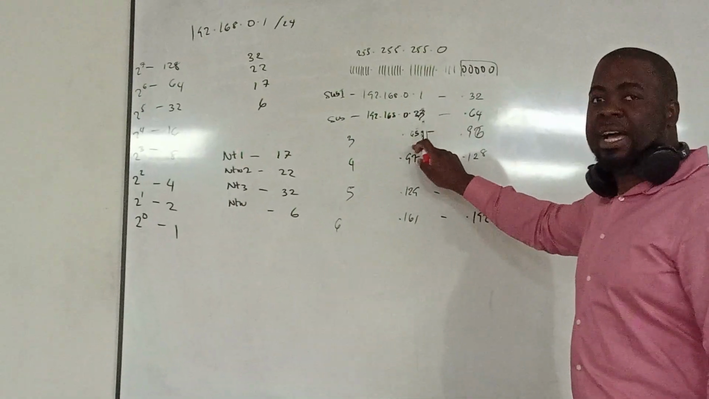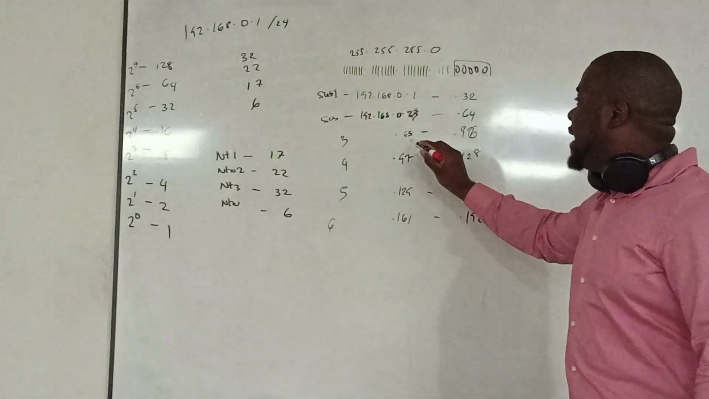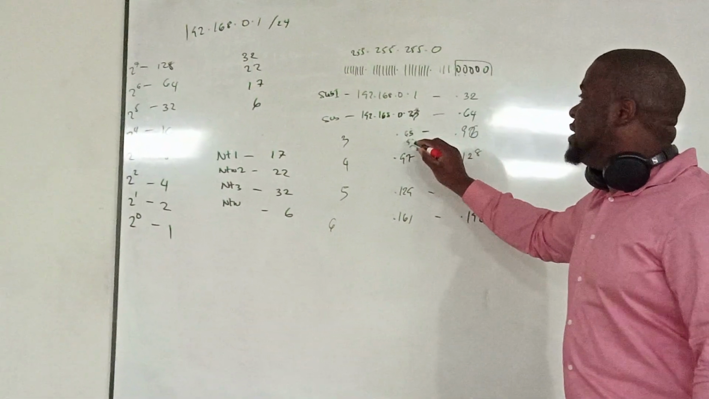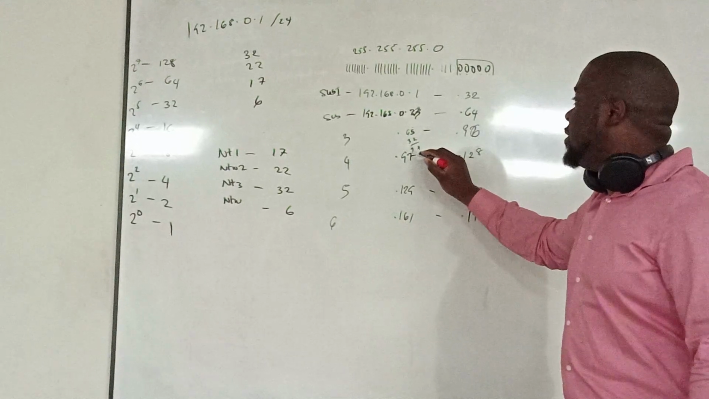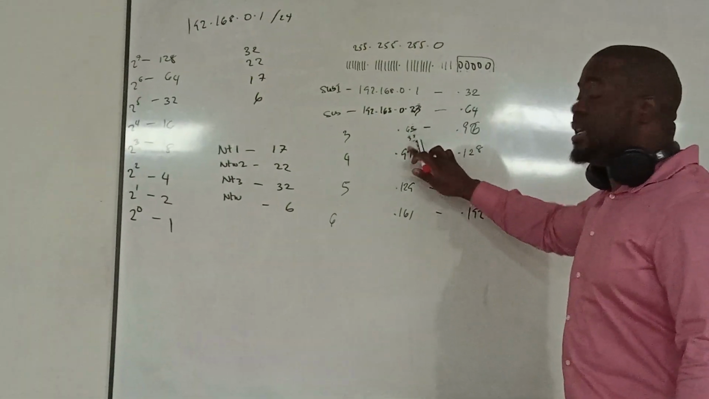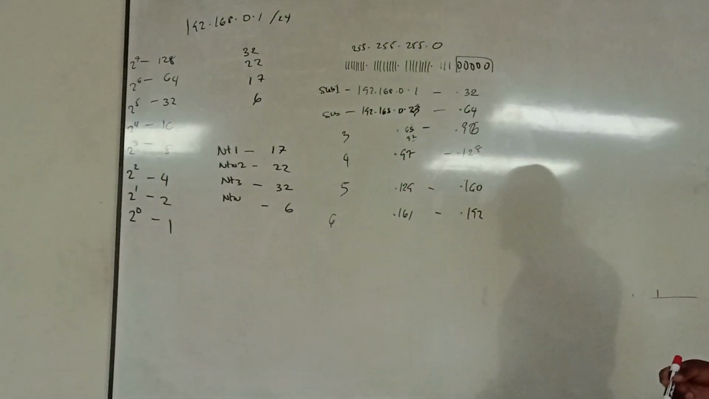So the next one, add 1 to it. That's 65. Again, add 32 to it. That's 97. Minus 1, 96. Just like that until you get to the last one.